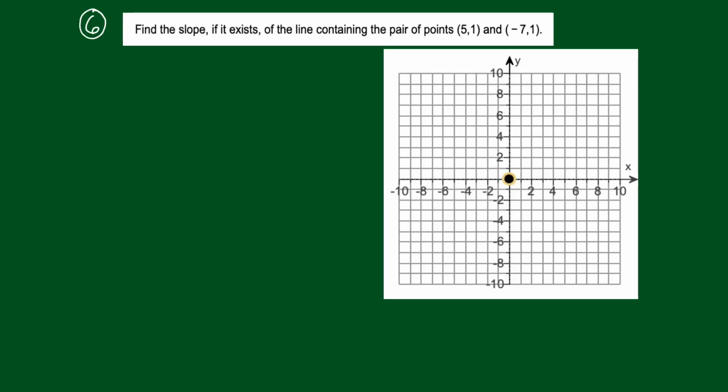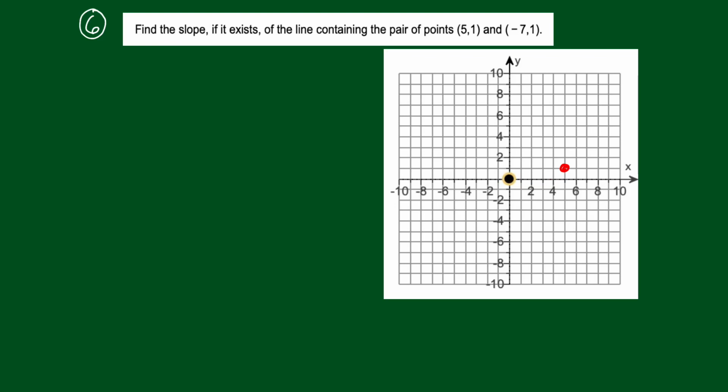Right? So this slope is undefined because it's a vertical line. In problem 6, we are going to find the slope, if it exists, of a line containing this pair of points. 5, 1, you know what, I think I'm going to graph it. It doesn't ask us to, but I'd just like to get a picture of it. 1, here's where I am. 1, 2, 3, 4, 5, and up 1. So right there, let's put a point right there at 5 and 1. Okay, I'm over 5, up 1.